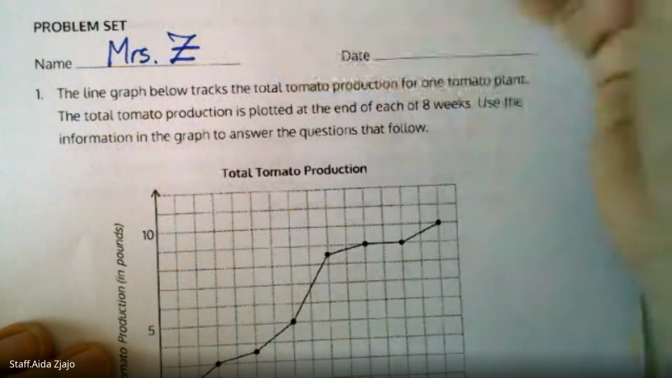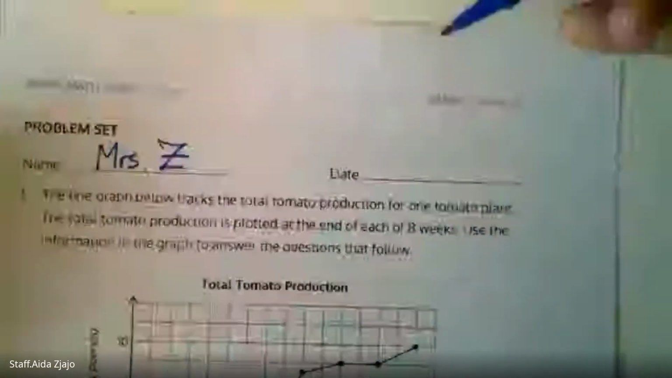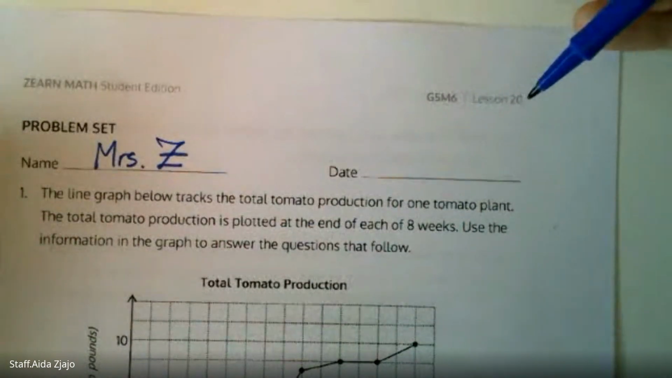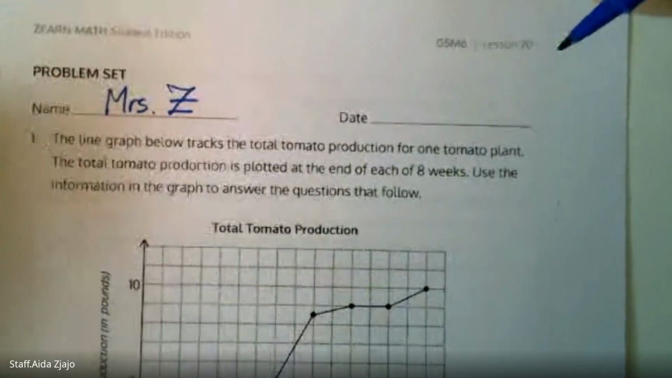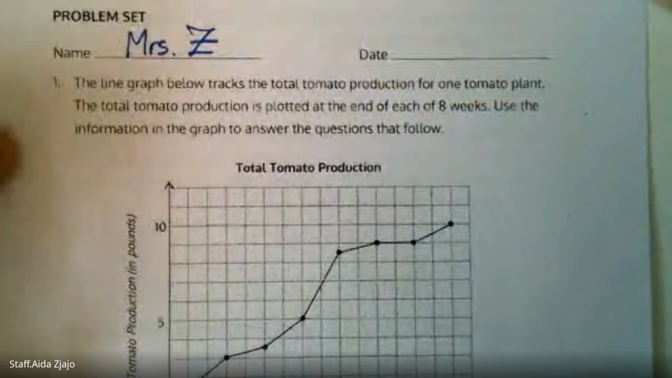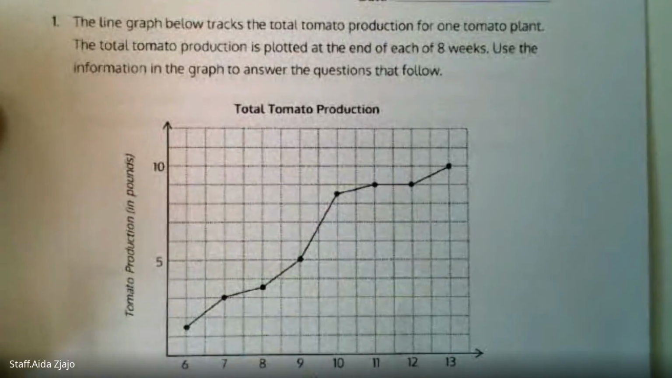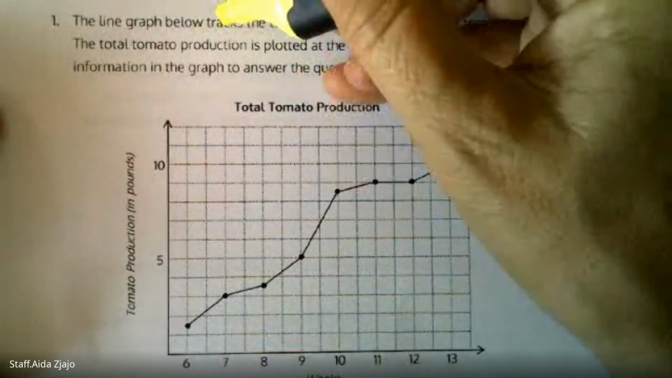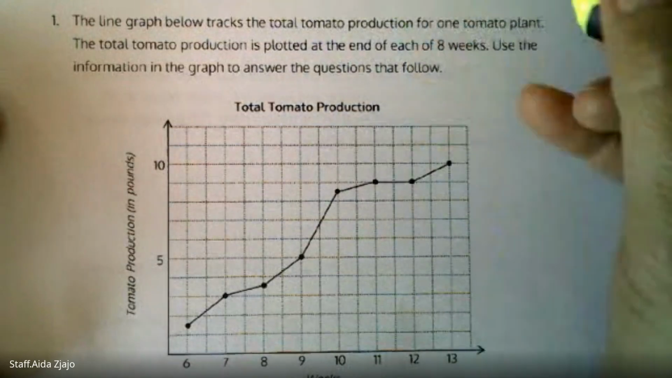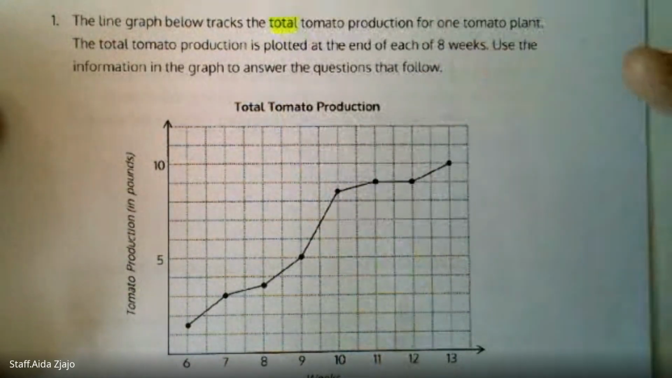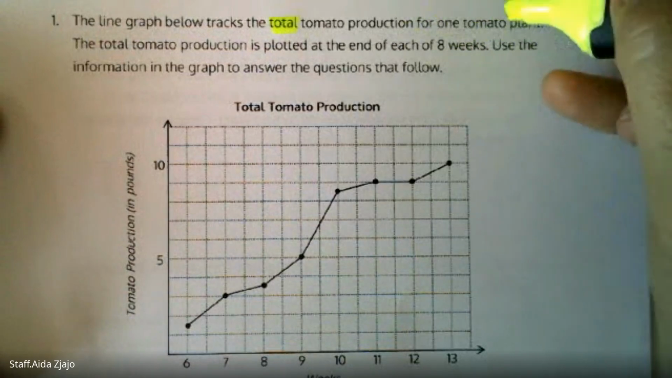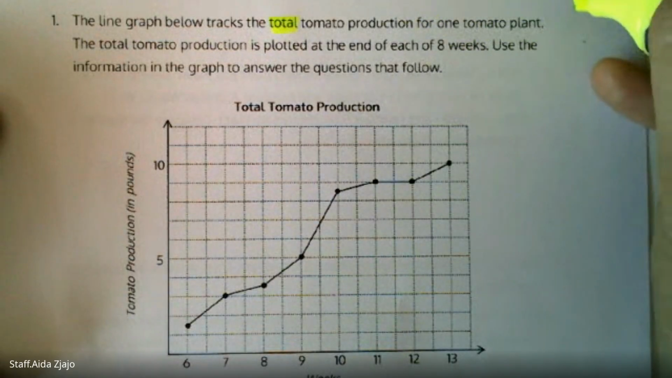And we have a problem set on grade 5, mission 6, lesson 20. Problem set, question number 1. Let's see what they would like us to do. The line graph below tracks the total tomato production for one tomato plant.